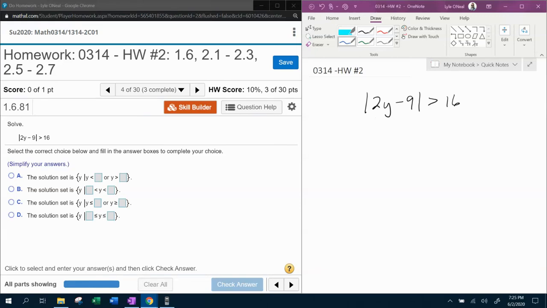All right, here we go. Question number 4 from our 0314 homework number 2 in MyLab Math. The instructions say solve, and this time they give me an absolute value inequality.